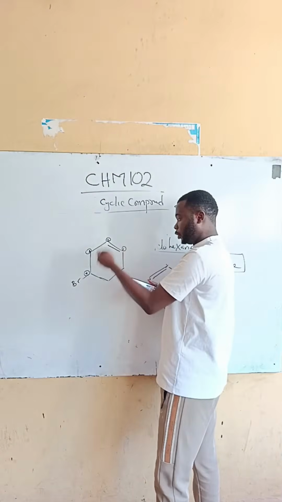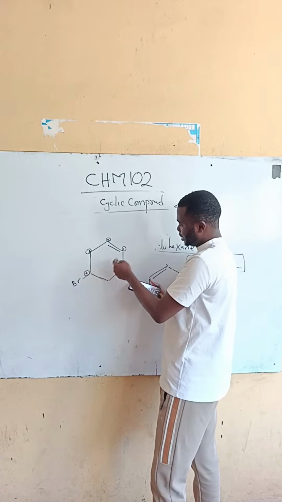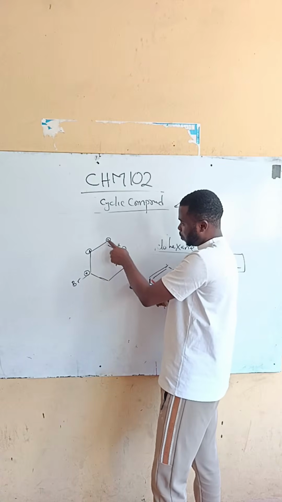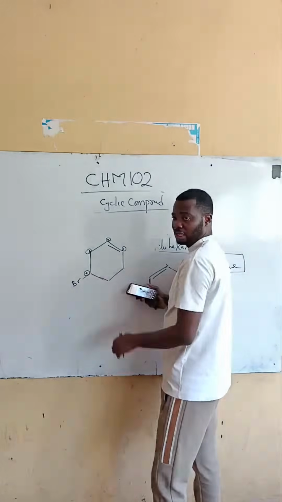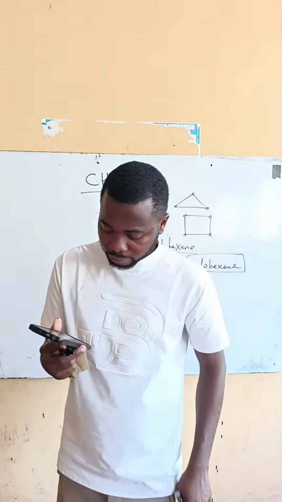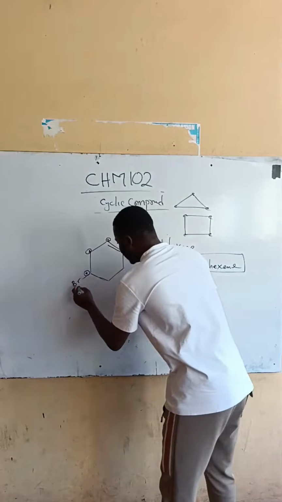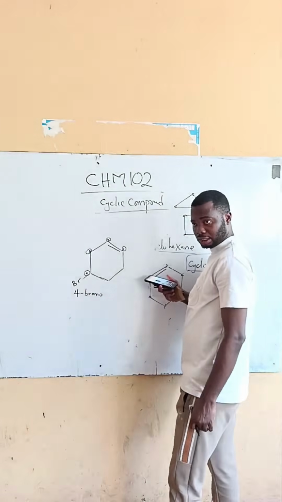But you know I can count the other way around. What do I mean by counting the other way around? I can say 1, then 2, then 3, 4, 5. So which one is better? 4 bromo or 5 bromo? 4 bromo. So 4 bromo, that will be 4 what? Bromo. Is that okay?